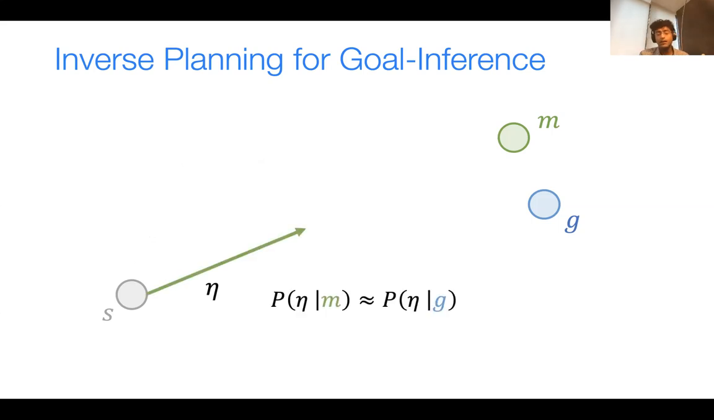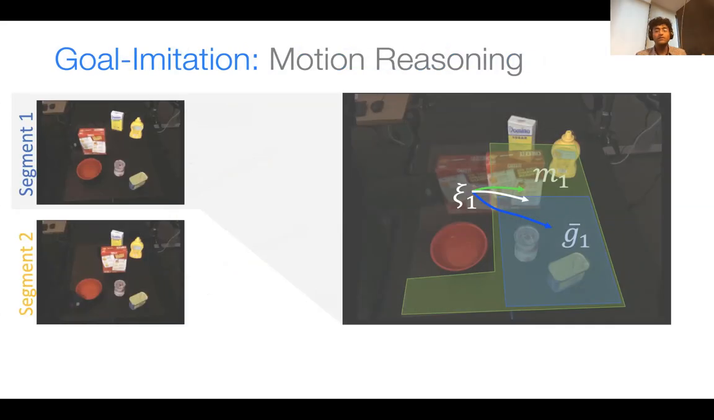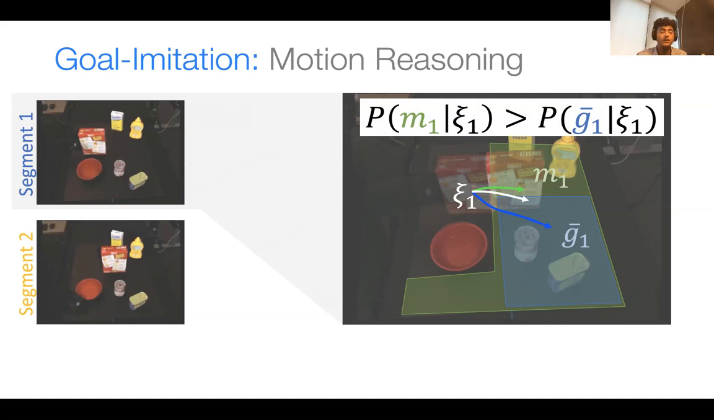Now, this data may tell you that the likelihood of this particular trajectory is fairly equal. But if you see some other trajectories, the difference in the likelihood of that particular trajectory under one particular goal can break these ties for you. So we use this idea of inverse planning to break such ties, to infer if a particular predicate was part of the goal or was a constraint.